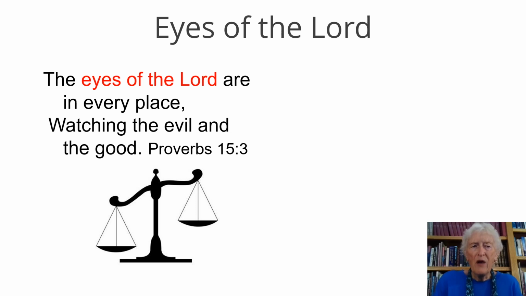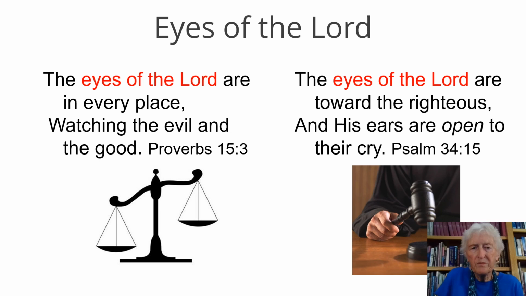The eyes of the Lord are in every place, watching the evil and the good. In other words, He sees everything we do, and it's going to lead to the future judgment. And then I've got another one here. The eyes of the Lord are toward the righteous, and his ears are open to their cry. And again, that's the judgment. So God's eyes are looking upon us at all times. Like a father, He is very proud when you walk in the ways of God, and kind of gnashing His teeth when your child does things that are naughty.